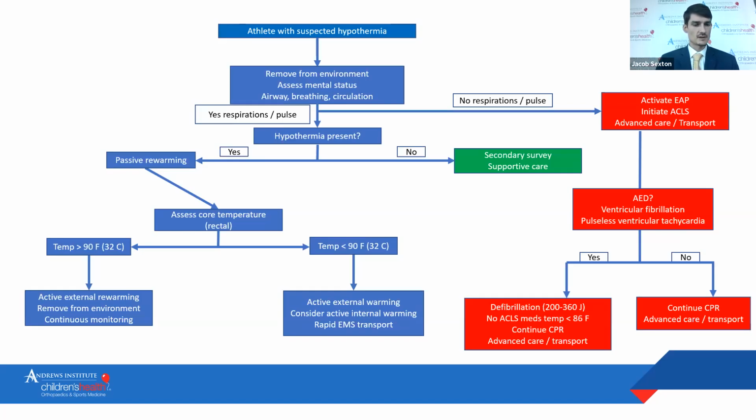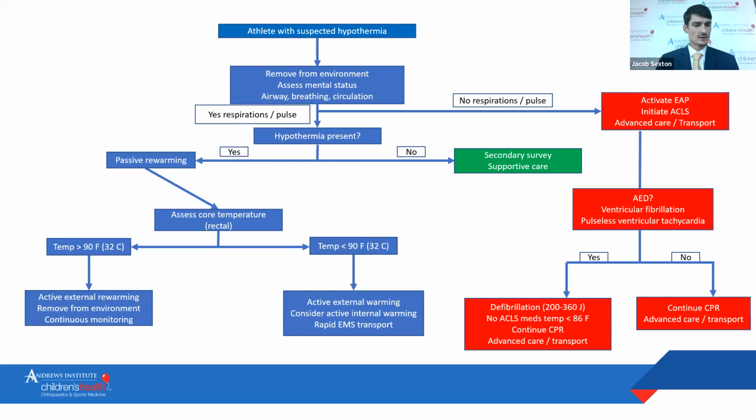The biggest one is once you remove them from the environment, you assess the mental status and you've established your ABCs. If there's no respiration or pulse, you're going to go down your EAP and your ACLS pathway. And then shocking only if the core temperature is less than 80 degrees, as we talked about earlier. And then you can use your ACLS medications once your internal core temperature is greater than 86 degrees.